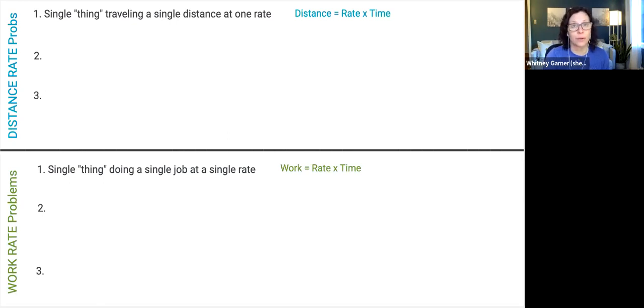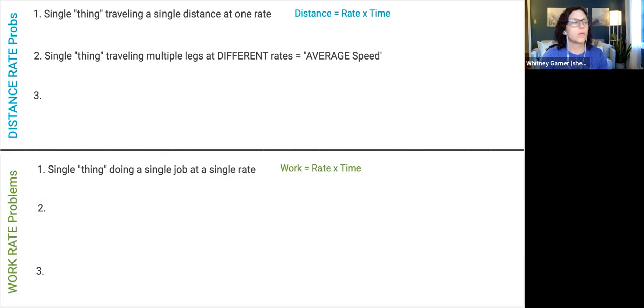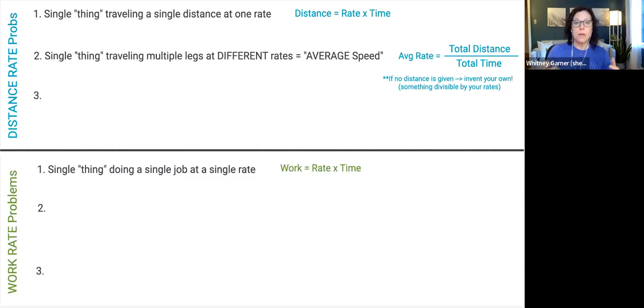Cool. So last time when we were together, for those of you that were here with me, on the distance side of things, we covered the scenario where we have one single thing traveling multiple legs. So think of this as a situation where I leave home and I go to school at one speed. And then I come home that same route at a different speed. And the question asks what is the average speed. And so for this one, what we came up with was that we take the distance rate time formula, we solve it for rate. And therefore we get average rate is total distance over total time.